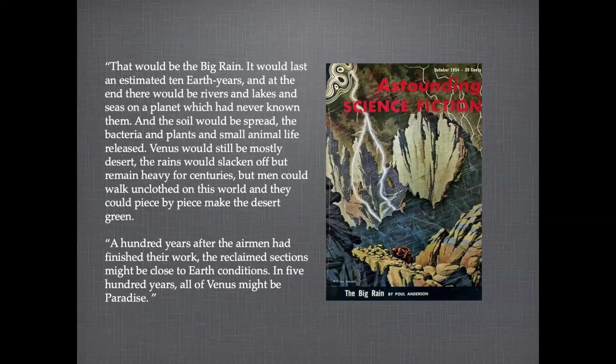It would last an estimated 10 Earth years, and at the end there would be rivers and lakes and seas on a planet which had never known them, and the soil would be spread, the bacteria and plants and small animal life released. Venus would still be mostly desert, the rains would slacken off but remain heavy for centuries, but men could walk unclothed on this world, and they could piece by piece make the desert green. 100 years after the airmen had finished their work, the reclaimed sections might be close to Earth conditions. In 500 years, all of Venus might be paradise.